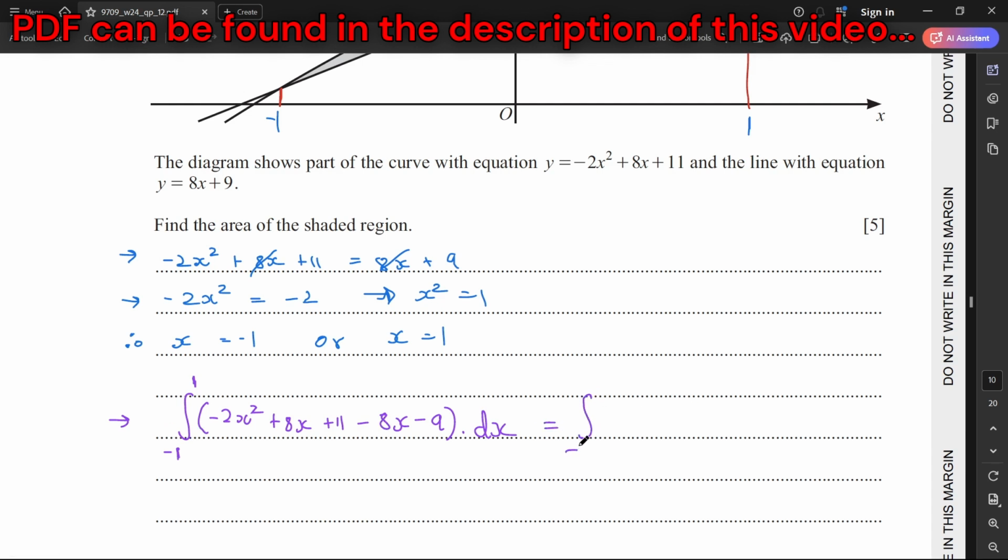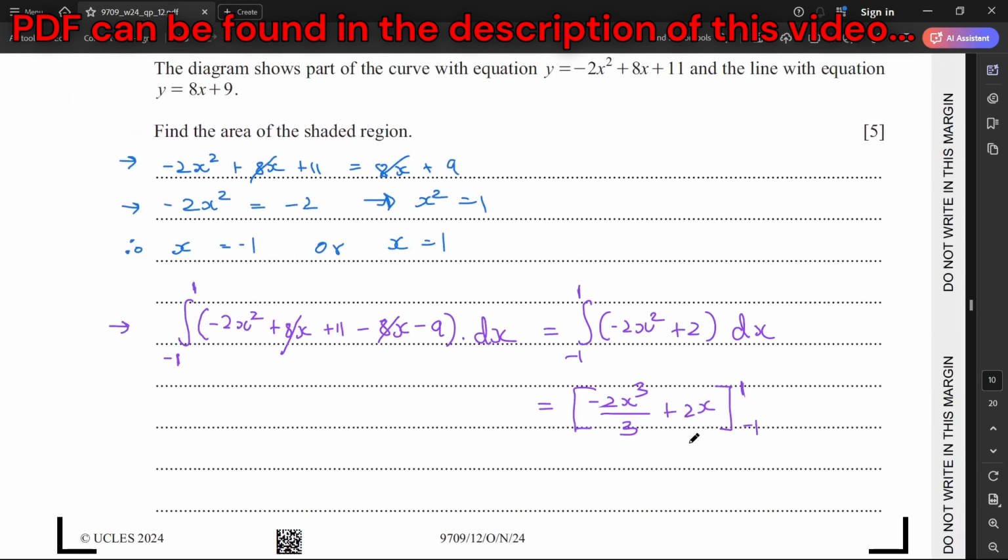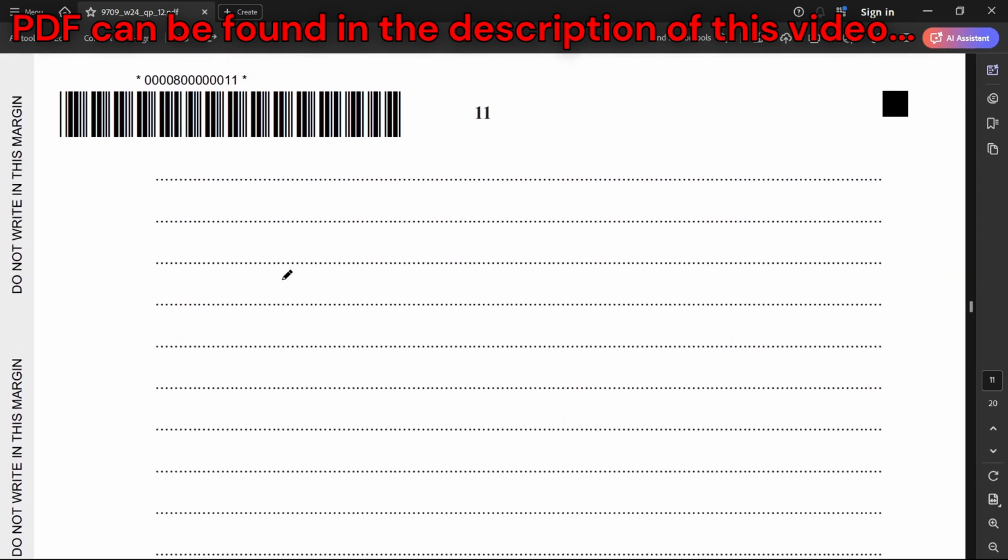I can further simplify this. So it's going to become the integration from -1 to 1 of -2x², then 8x and 8x go out, I'm left with 11 - 9, which is plus 2, dx. And therefore, if I solve this further, the integration of -2x² will become -2x³ over 3. So -2x³ over 3. And then for this 2, it's going to become plus 2x. So the bounds are -1 to 1. And thankfully we have the space and we can continue further over here.